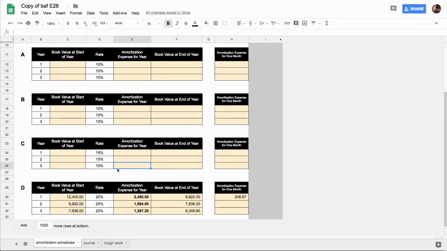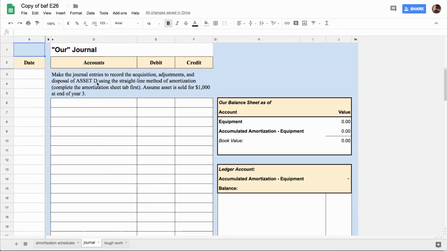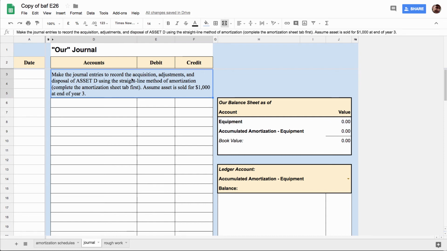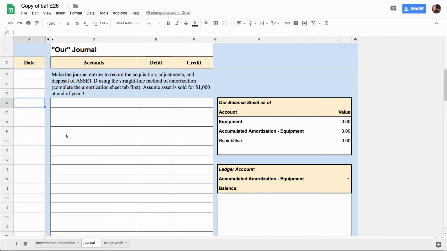We'll start with straight line. So in the journal, it says, make the journal entries necessary to record the acquisition, adjustment, and disposal of asset D using the straight line method. And let's say the asset is sold for $1,000 at the end of year 3. All right then. So we're going to assume that we're acquiring at the beginning of the year to make life easy. So January 1st, we buy this asset.